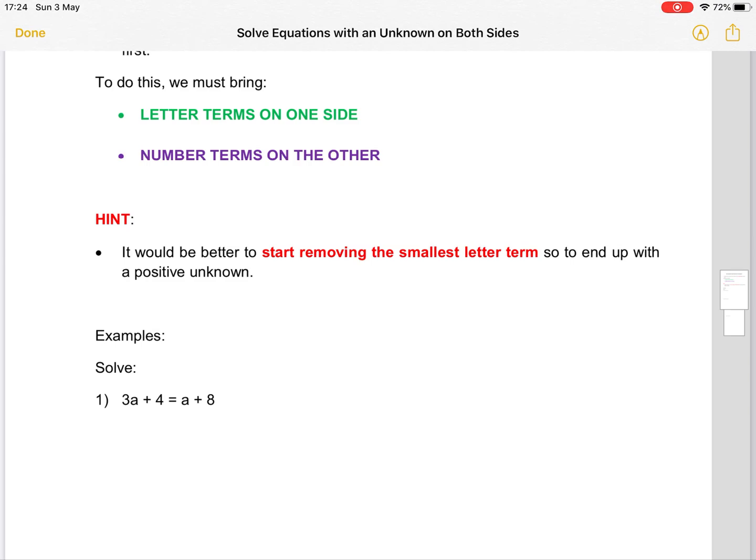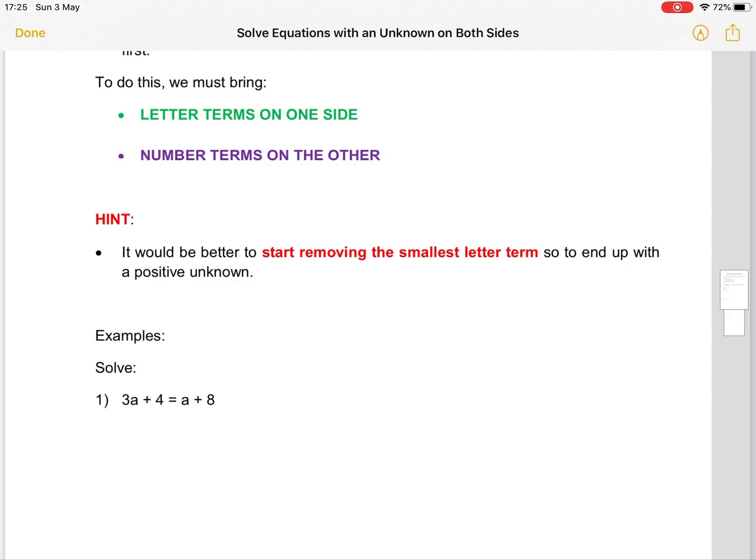And we are asked to solve. The first example is 3a plus 4 is equal to a plus 8. As you can see, we have a letter term on both sides. We have 3a on the left and a on the right. We have a number term also on both sides. We have a plus 4 on the left and a plus 8 on the right.